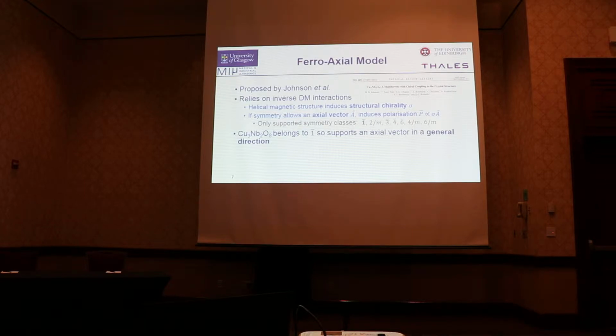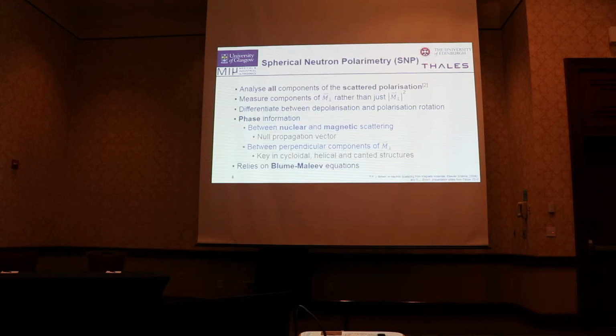So to get around this, Johnson et al. proposed this ferroaxial model where you rely on inverse DM interactions. So you say the magnetic structure induces a structural chirality, which then couples to an axial vector. And as we're in P1 bar, the symmetry can allow an axial vector in any direction, so there's no constraint there. Okay, so I will now move on to talking about the technique that we use.